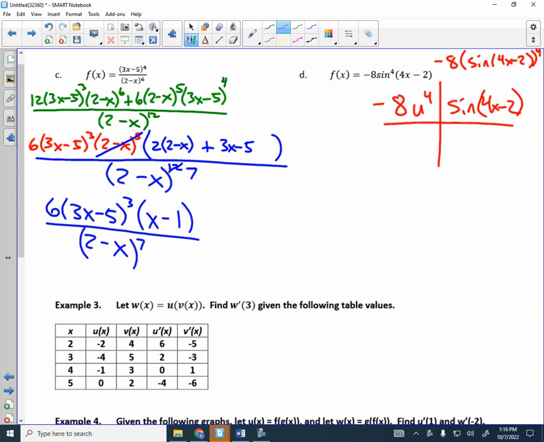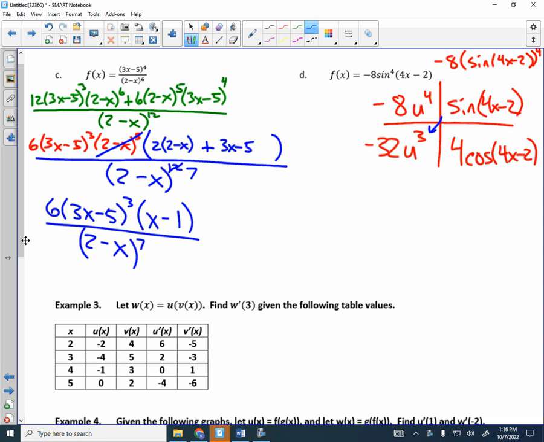So again, we're using multiple rules. What's the derivative of negative 8u to the 4th? Negative 32u to the 3rd. I'm not going to set up the boxes. You're all going to be able to do this. What is the derivative of the inside? 4. What's the derivative of the outside? Cosine times the inside left alone. Nope, that's the derivative of this piece right here. So the answer is when I multiply the two together and substitute that back in.